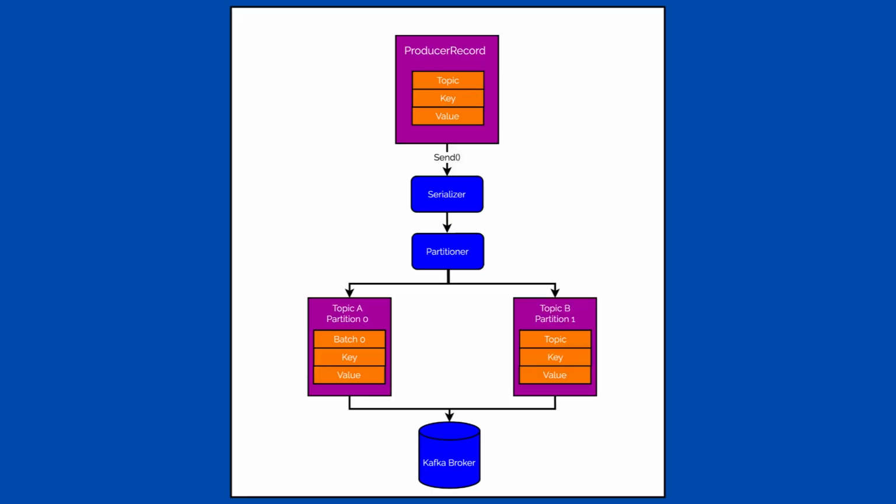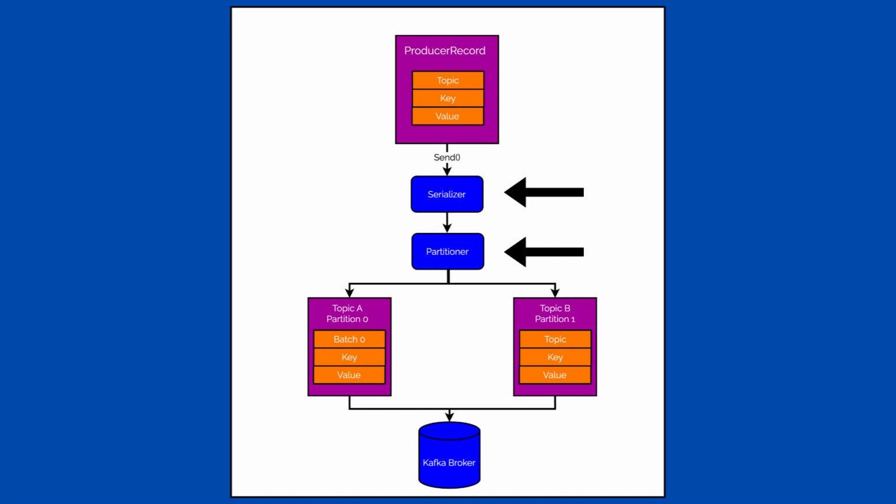A number of things take place before our record even reaches the Kafka broker. First, the producer serializes the key and the message to byte arrays. This is done so that the data can be sent over the network. If we didn't explicitly specify a partition, the data is sent to a partitioner. The partitioner will automatically choose a partition for us. This is usually done based on the producer record's key, if we have specified one.